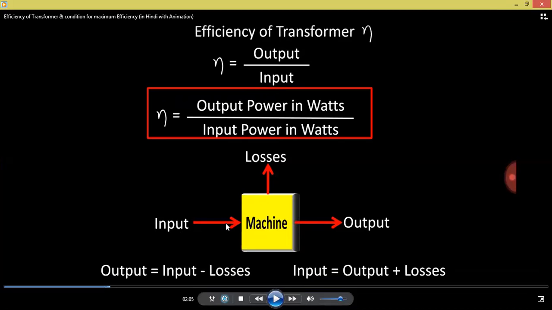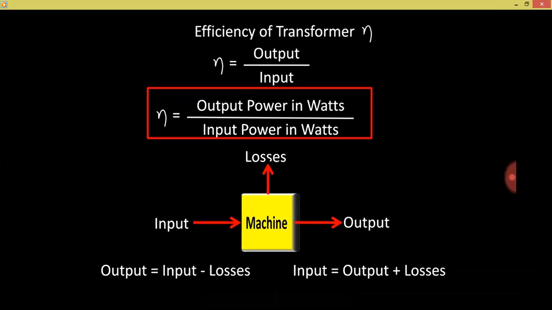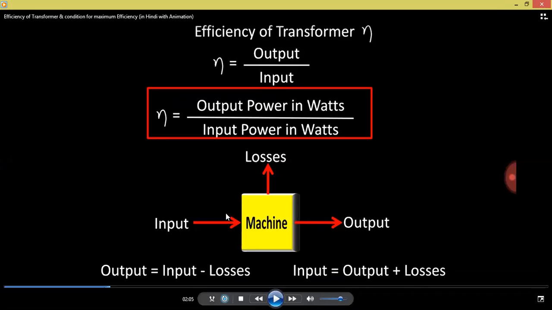For every machine, consider if the machine is ideal, with no losses. So what is an ideal transformer? An ideal transformer does not exist in nature. Ideal transformer efficiency is 100%, losses are equal to 0, and its resistance is also equal to 0. We are using practical transformers. So input is equal to output plus losses, and output can be written as input minus losses.